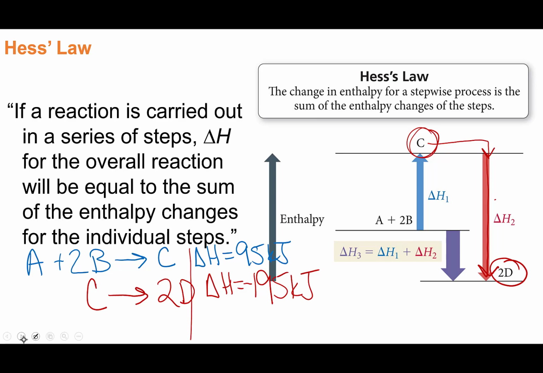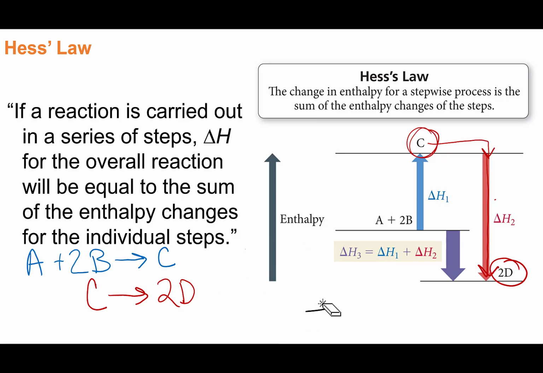According to Hess's law, if I want to determine the enthalpy change for the overall reaction, I simply add these two numbers together. So 95 plus negative 195 tells me that the enthalpy for the overall reaction is negative 100 kilojoules. Like I said, guys, that's the easy part. We've been adding and subtracting numbers forever. The hard part for this one is, well, what's the overall reaction? So how do I add together chemical reactions to determine the overall reaction? What does that look like?